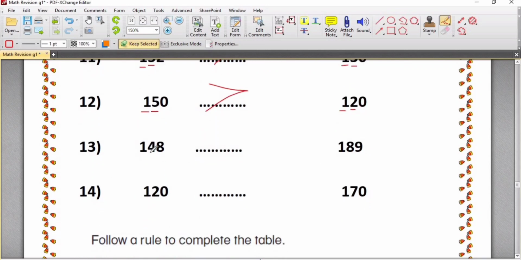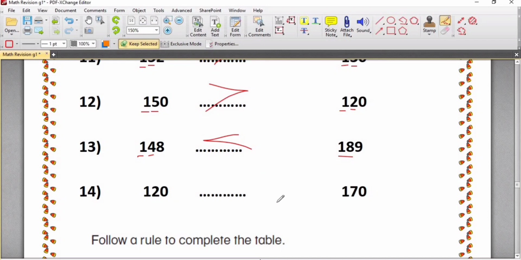Here we have 148. On the other side we have 189. So which of these is bigger? Yeah, 189. Why is that? Let's make sure. Here we have 1, 1, 4, and 8. So of course 8 is greater than 4. So 189 is greater than 148. Super, my dear, super. Now let's see this question.